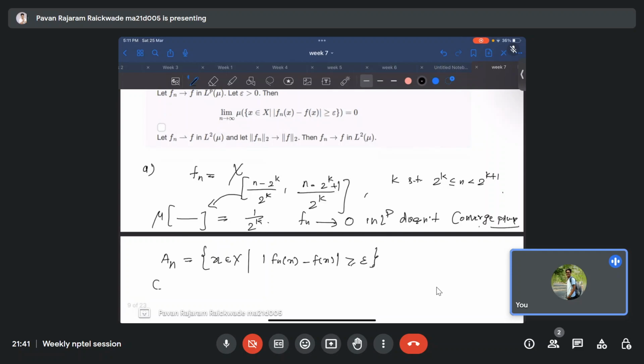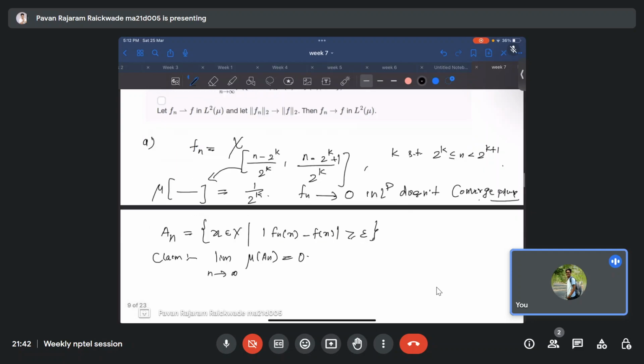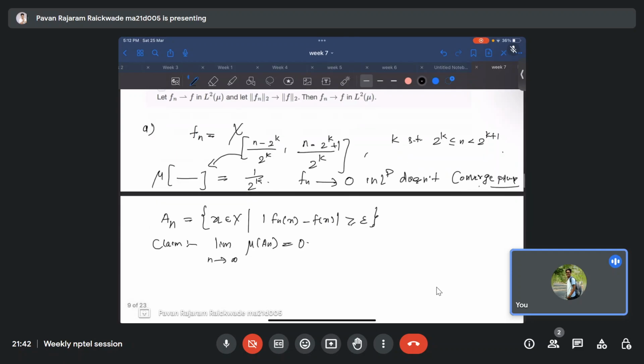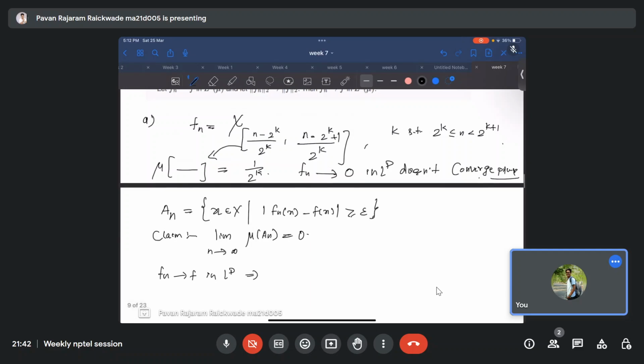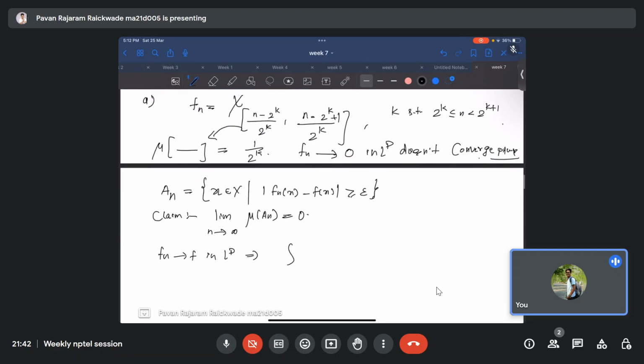So what we want to show is the claim: the limit as n goes to infinity of the measure of the set An is 0. Yeah, this is what we want to show. Okay, so the first thing is Fn goes to F in LP, which means the integral of modulus of Fn minus F raised to p goes to 0.